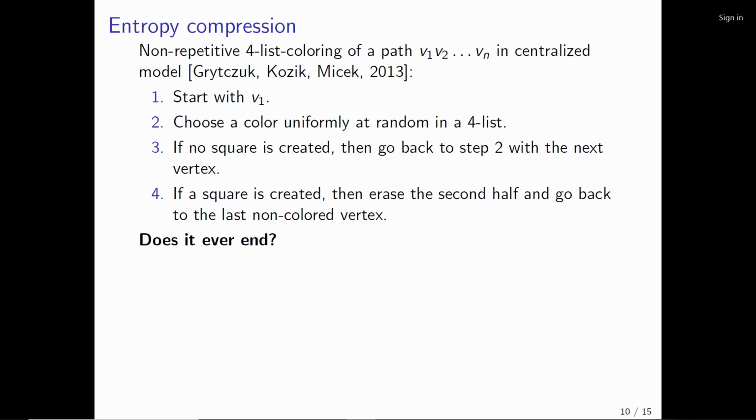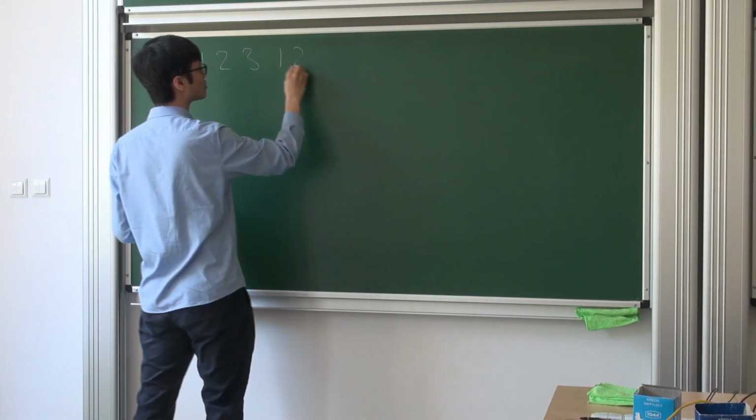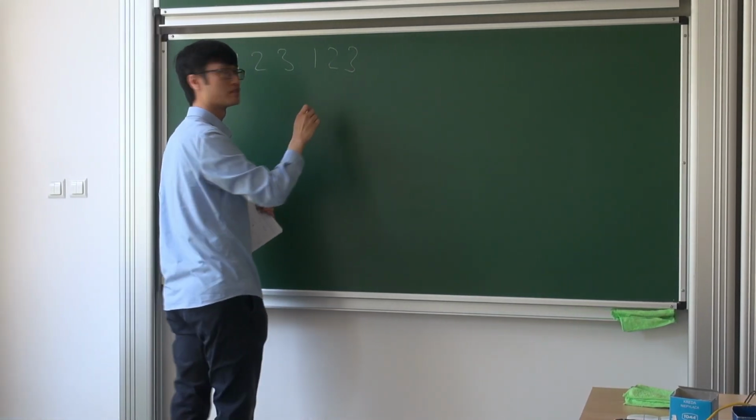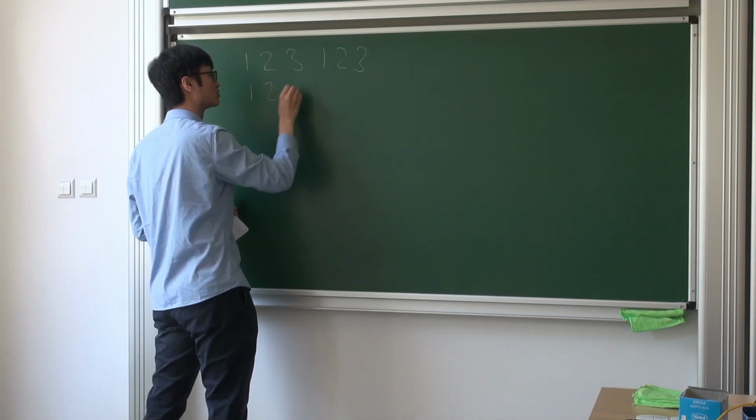Okay? So let me run an execution of this algorithm with you, just so that we're sure that everyone understood what was going on. Okay, so let's follow this algorithm. And say that I start with something like this. I chose color 1, then 2, then 3, then maybe 1, 2, and 3 again. Then I found a square, right? So I delete the second half of the square to get 1, 2, 3.